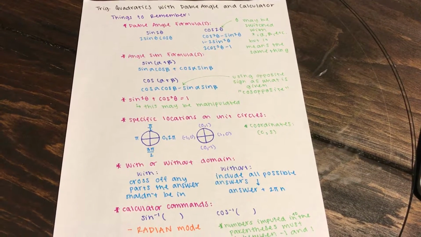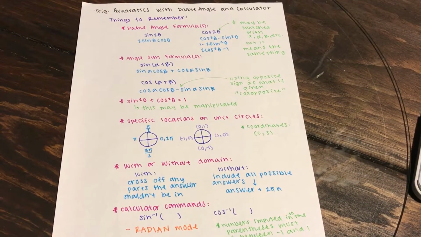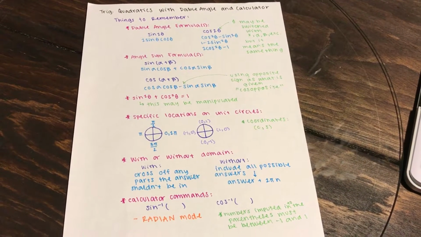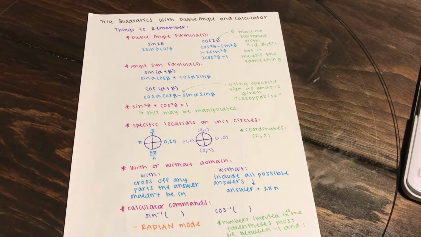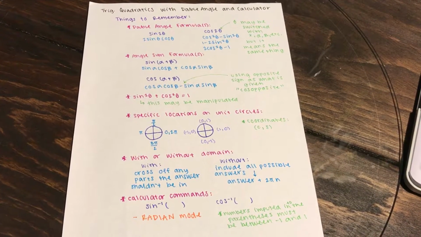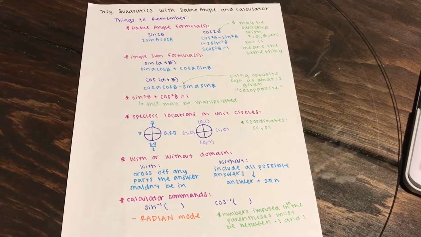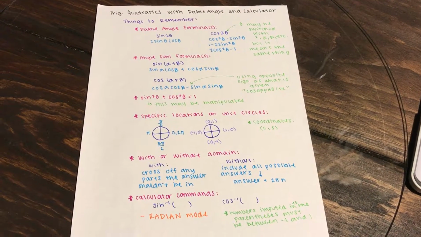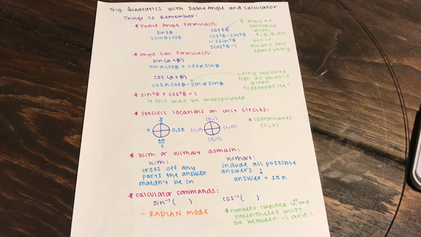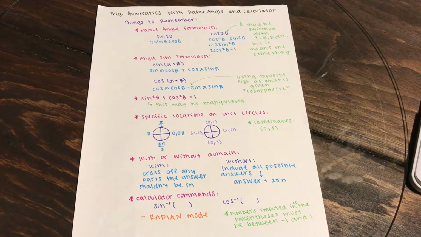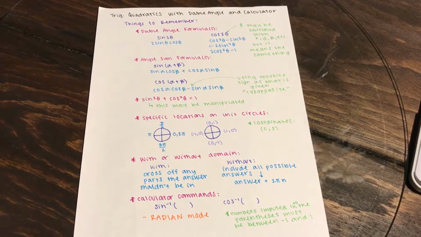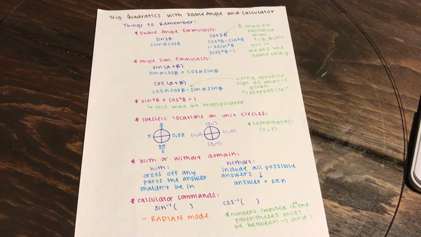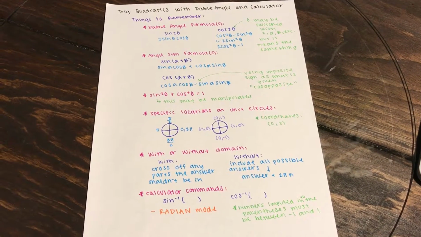You also need to remember the calculator commands, and you will need to use inverse sine or arc sine or inverse cosine or arc cosine, which measure the length of the arc that you're trying to find on the unit circle. And you need to remember that the numbers inputted into the parentheses must be between -1 and 1, or else you get an error, and the numbers that are below -1 or above 1 will not be answers to the problem. And always remember that your calculator needs to be in radian mode.